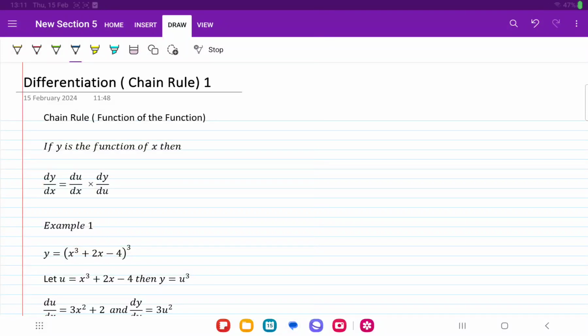Hi everyone. In today's lesson, I will go over two examples showing how to differentiate a function using chain rule. Chain rule is sometimes called function of a function. So if y is a function of x, then the formula of chain rule is dy by dx equals du over dx multiplied by dy over du.